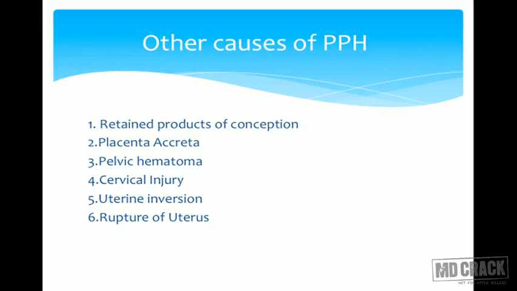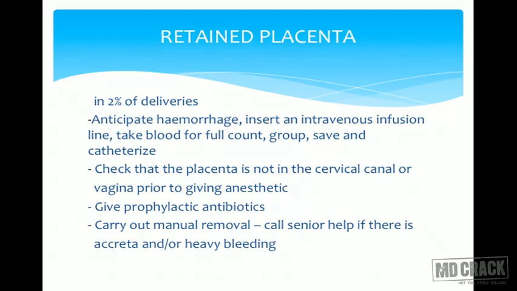Now let's see about the other causes of PPH like retained products of conception, placenta accreta, pelvic hematoma, cervical injury, uterine inversion and rupture uterus occasionally. So let's see one by one. Retained placenta, almost 2% of deliveries. Check the placenta if it is adherent or if it is in the uterine cavity and not yet separated. Then you can introduce your hand in a cone-like fashion. Find a plane, just insinuate your fingers and then do sliding movements, slicing movements and separate the complete placenta and take it out. Preferably to be done under anesthesia to avoid the vagal syndrome.